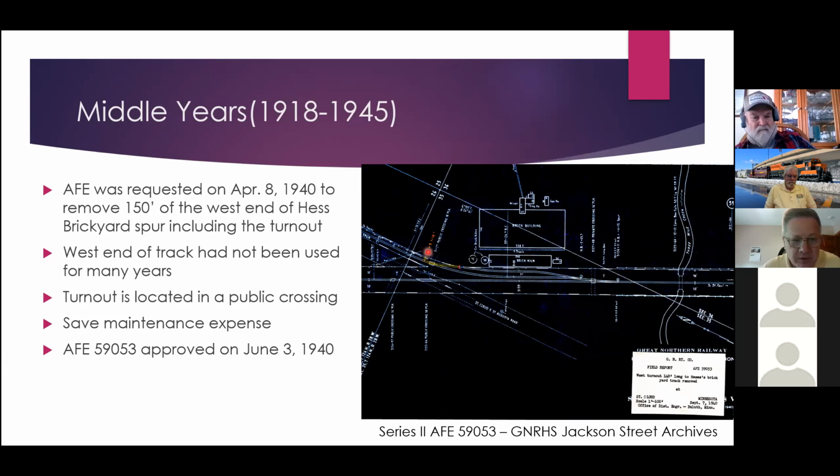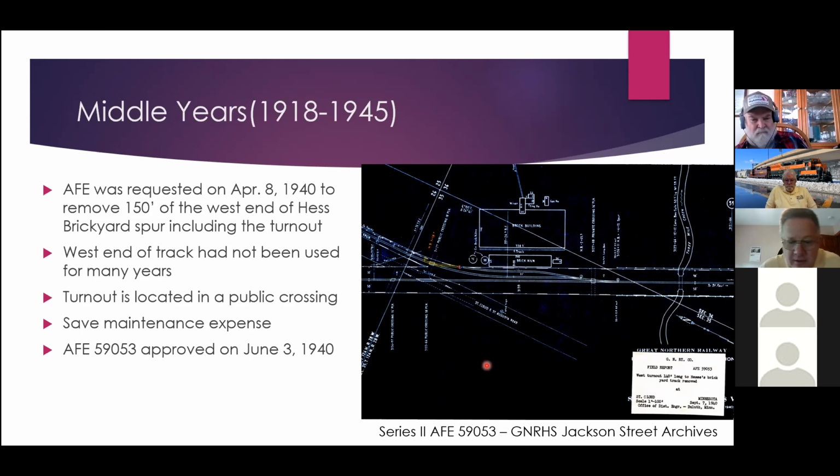And the reason for it is it hadn't been used in years, but this particular turnout was located in a public crossing. There was a road going right through here. And so that was causing maintenance headaches for the Great Northern and the road. So they wanted to take the turnout out of there so they could save the maintenance costs. And that was approved on June 3rd, 1940.